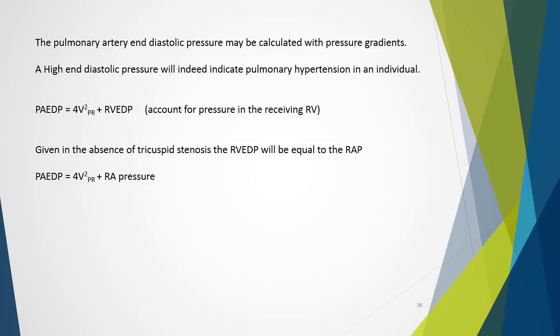The pulmonary artery end diastolic pressure may be calculated in a similar method. A high end diastolic pressure will indicate pulmonary hypertension in an individual. The flow assessed will be represented with the pressure gradient between the pulmonary artery and the right ventricle at end diastole. Mathematically, this is written as pulmonary artery end diastolic pressure is 4V squared of the pulmonary regurgitation plus the right ventricular end diastolic pressure. Given the absence of tricuspid stenosis, RV-EDP will be equal to right atrial pressure. So the formula becomes modified to 4V squared of the pulmonary regurgitation plus right atrial pressure.